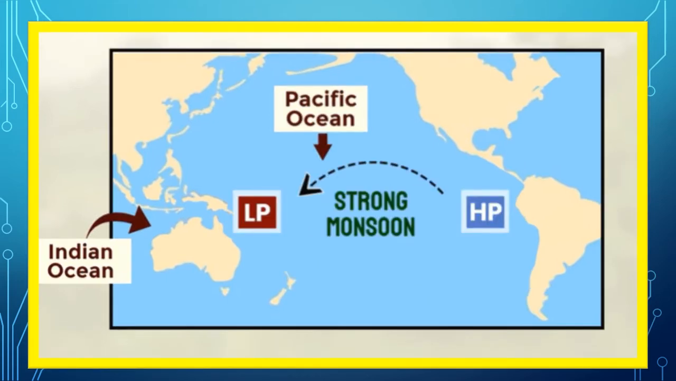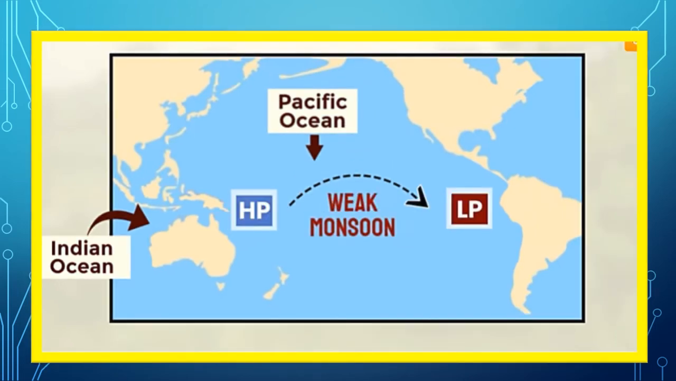So whenever it's in a normal condition, when there is high pressure in the Pacific Ocean and low pressure in the Indian Ocean, winds will blow from high pressure to low pressure, and at that time we'll have strong monsoons. And whenever there is a shift, when there's high pressure in Indian Ocean and low pressure in Pacific Ocean, what will happen? Winds again will blow from Indian Ocean towards Pacific Ocean, from high pressure to low pressure, and then we'll have weak monsoons.